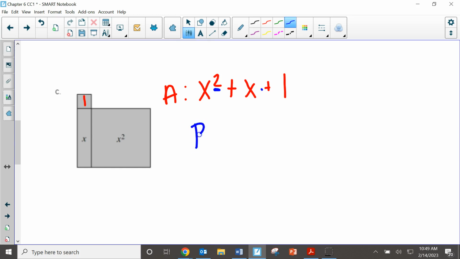Our perimeter, okay, go ahead and label the outside. This is 1, this is 1, this is 1. This length is x, sorry for my hiccup. This is x, x, 1, and x, and then we add them up. So here I can see I have 1, 2, 3, 4 x's, so that's 4x. And then my whole numbers, I have 1, 2, 3, 4. So plus 4.